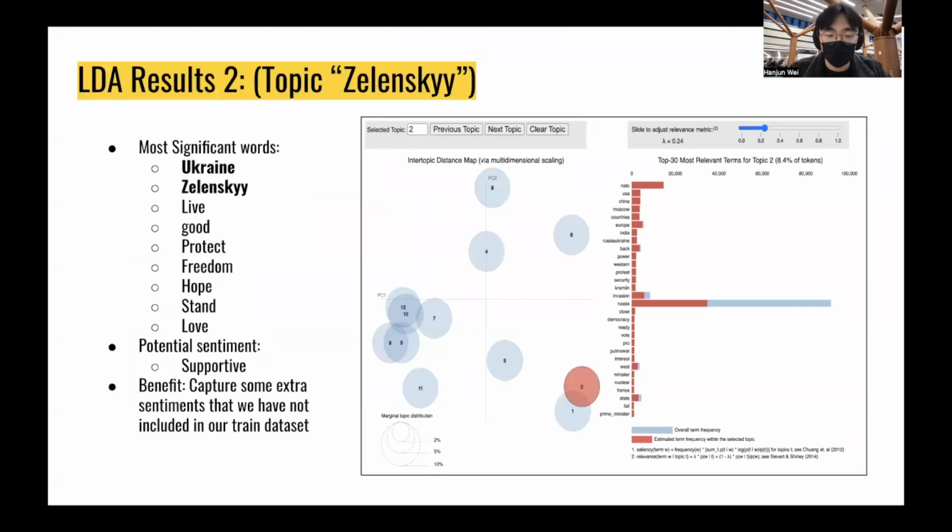By doing this topic modeling, we can conduct human analysis to define such topics more precisely. And this human intervention allows us to capture some extra sentiments that we have not included in our training dataset. For example, in topic 10, we see all words related to Ukraine have the sentiment known as positive, but in our training dataset, we do not have observations related to this sentiment. And this lack of training observations will eventually disable our model from predicting such a sentiment. Hence, we should find more relevant observations and allow our model to predict more appropriate results.